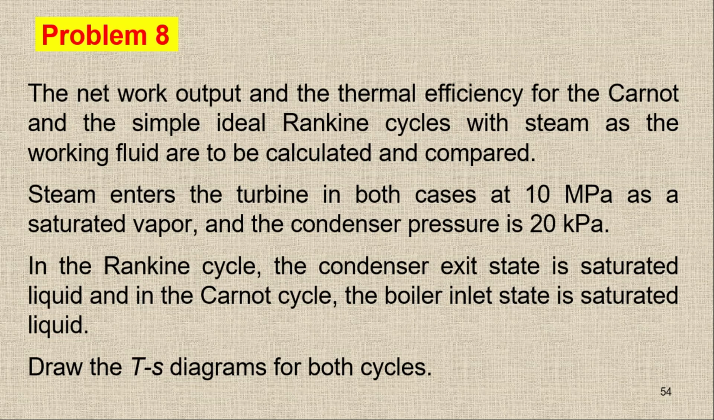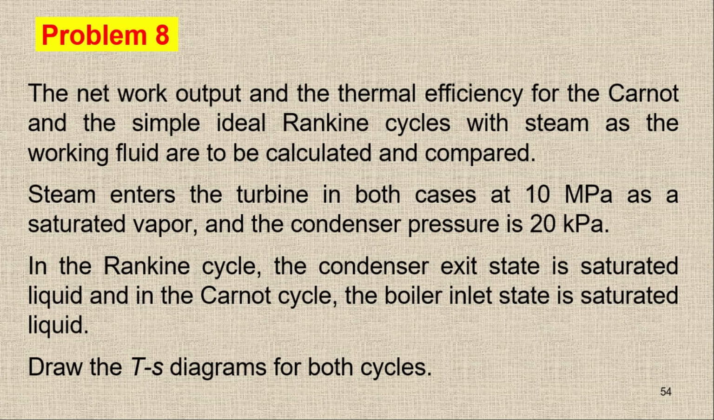Now in the Rankine cycle, the condenser exit state is saturated liquid, which is the ideal Rankine cycle, because the condenser exit, or state number 1, is at the saturated liquid line. And in the Carnot cycle, the boiler inlet state is saturated liquid. This is the difference between these two cycles, because when we talk about the Rankine cycle, the boiler inlet state is in the compressed liquid region, while with the Carnot cycle, the boiler inlet state is saturated liquid.